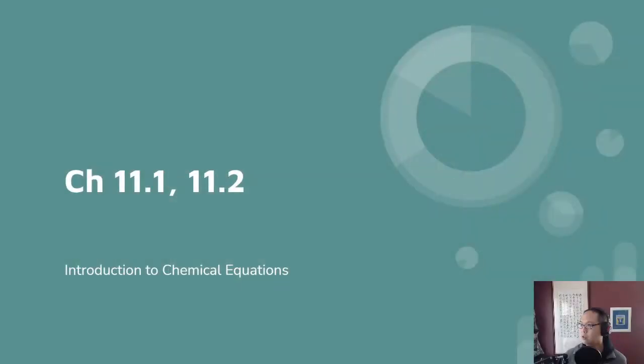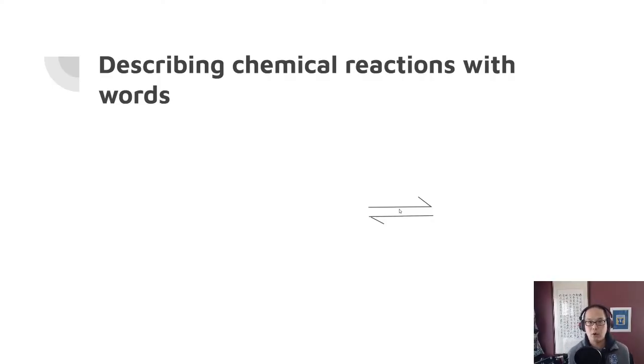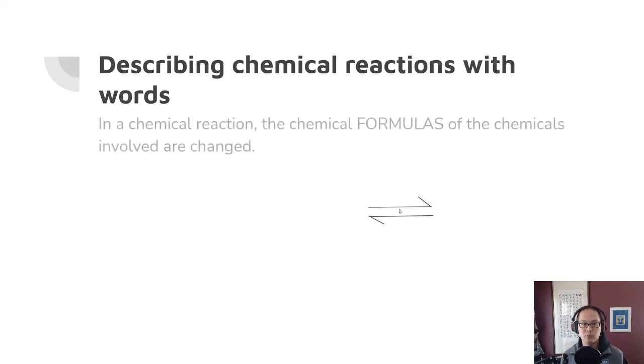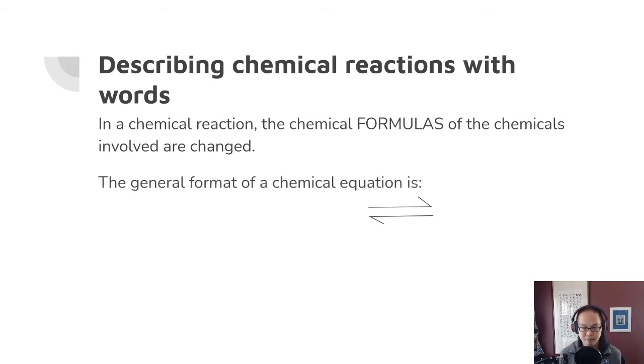All right, so let's get started with chapter 11.1. Let's start by just describing chemical reactions with words. In a chemical reaction, the chemical formulas of the chemicals involved are changed. But we're just going to start by talking about the chemicals as words. So the general format of a chemical equation is reactants on the left side and products on the right side. Now, I know that you are used to writing an arrow going from left to right, which is fine.